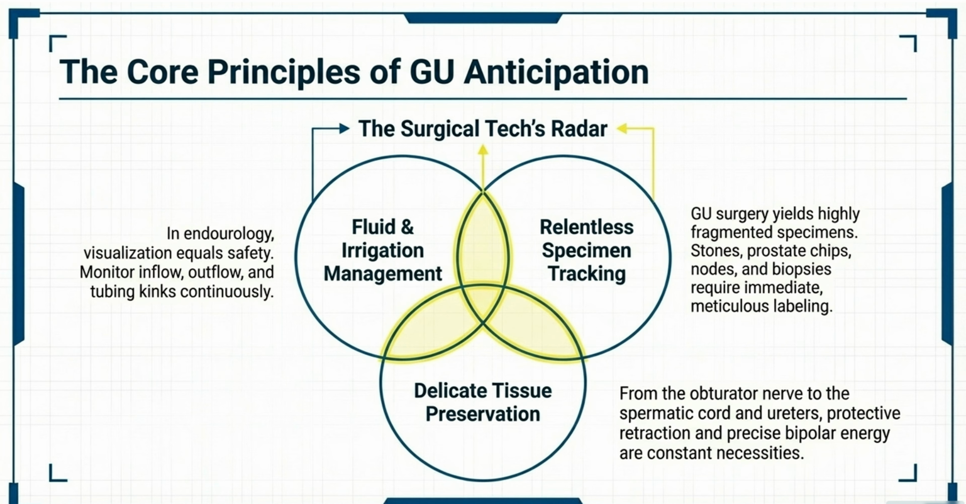Three key principles guide GU surgery: fluid management, specimen tracking, and tissue preservation. Maintaining proper irrigation ensures clear visualization and safety. Accurate specimen labeling is critical due to fragmented tissues. Protecting delicate structures is essential for patient outcomes.